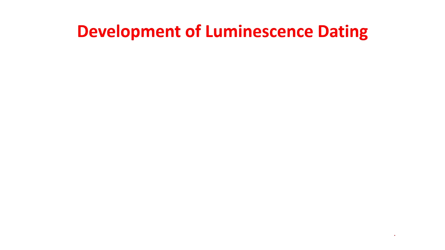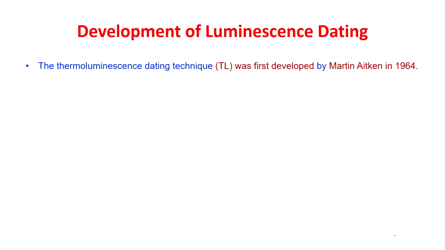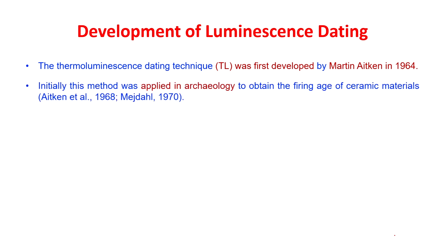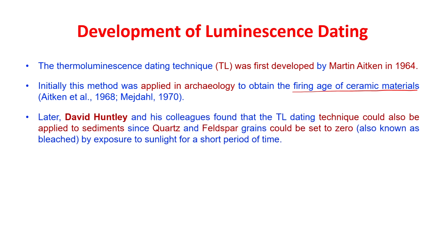Okay, so the development of luminescence, if we go back, initially it was the thermoluminescence dating technique. TL was first developed by Aitken in 1964, and initially it was applied to archaeological sites, mainly to obtain the firing age of ceramic material, or you can say the potteries. But later it was thought, why can't this technique be applied to other fields of geology and earth sciences.